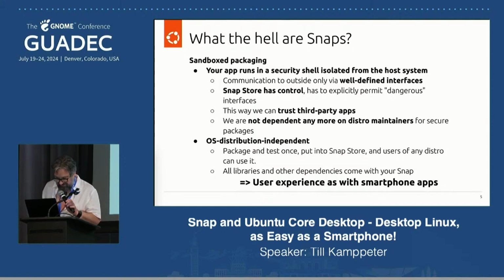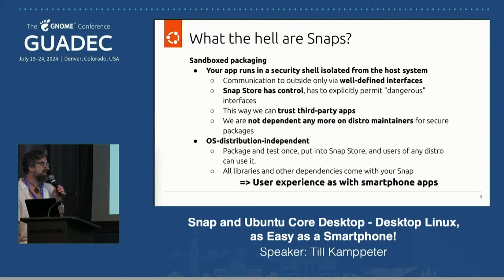And so with this, you can trust third-party apps. And this way, you can install applications which are packaged independent of your operating system. And so you are not dependent on your distro maintainers anymore. With this, we have operating system distribution independent packaging. And so the free software project only needs to package once and test once, and then run the resulting package on many distros.